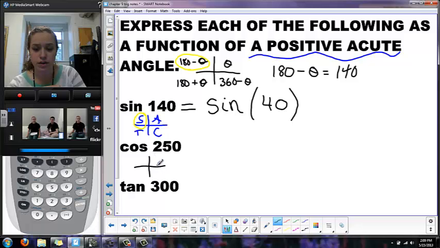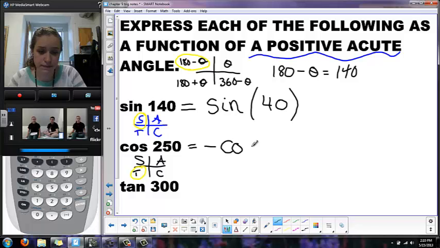Okay. All students take calculus. Which quadrant are we in now? Which quadrant is 250 degrees in? 250 degrees is down here in the second quadrant. And that means that cosine is negative down here in the, did I say second quadrant? Oh my gosh. We're in the third quadrant. Cosine is negative in the third quadrant. So what I'm going to do is write a negative sign out front. So I'm going to write negative cosine.